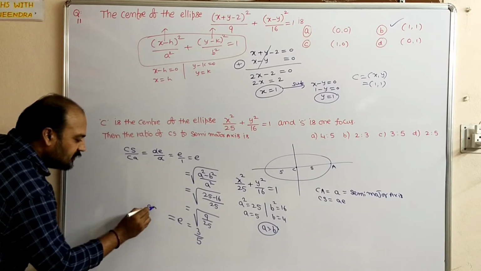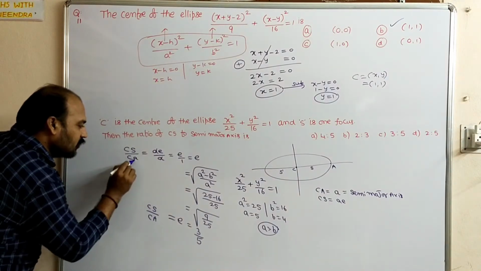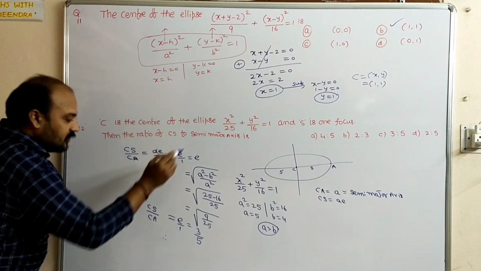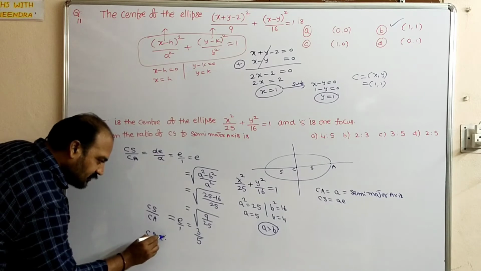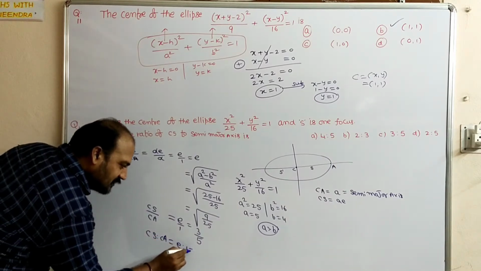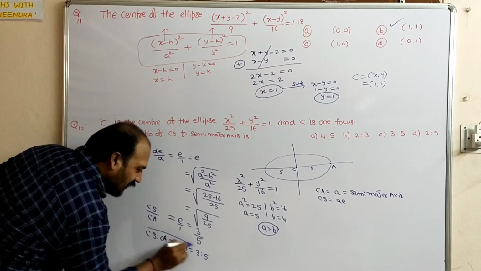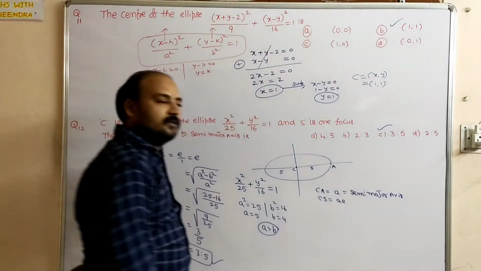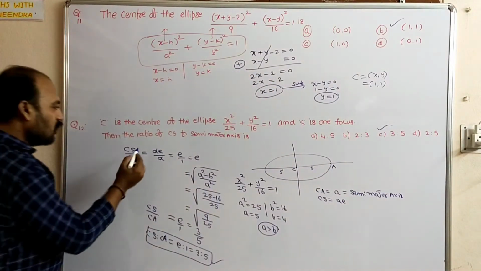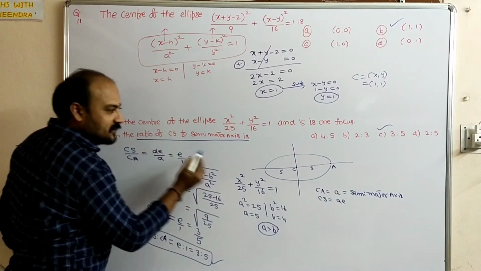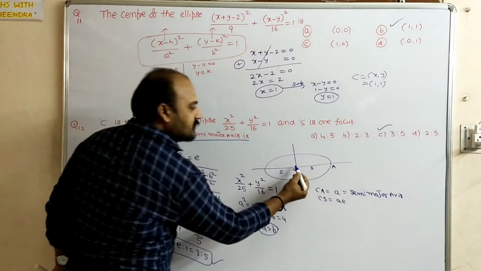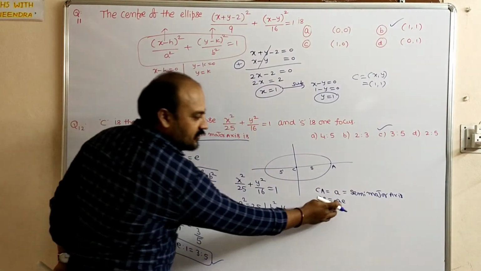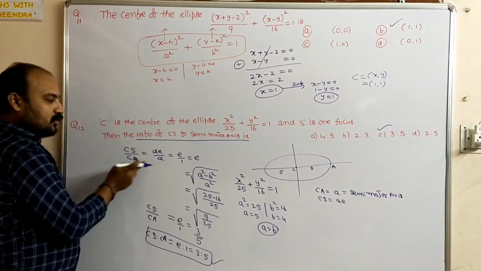e means what? CS by CA only. So it is small a, capital A. So e means e by 1. Therefore, the ratio CS to CA equals e to 1, which is equal to 3 to 5. So the required ratio is 3 to 5, which is there in the third option. The ratio of CS to the semi-major axis: CS means from here to here, and CA is the semi-major axis. So the CS value is AE, the semi-major axis is a, so we calculated the ratio here.